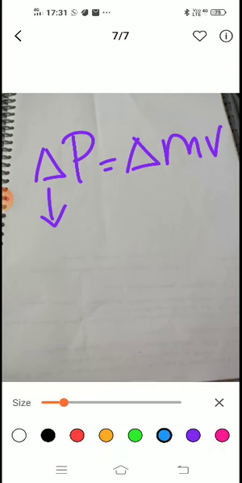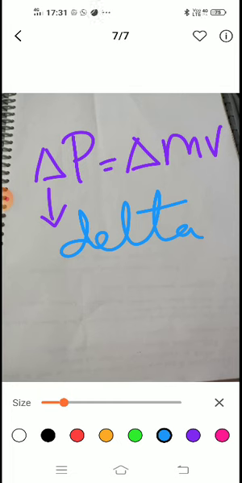Therefore the change in momentum can be written as delta m into v. The symbol which looks like a triangle is called delta. Delta denotes a small change, like the mathematical signs you will learn. In the same manner, delta means a very small change. So here I'm going to find a small change in my momentum. So delta p is equal to delta m into v.